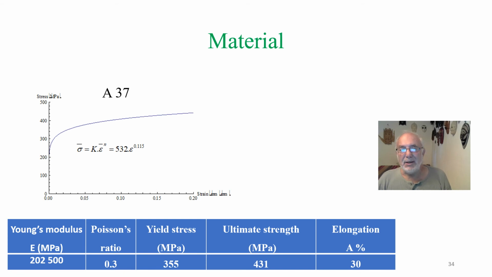The pipe material is A37 steel. It is a mild steel with the following mechanical properties. The Young's modulus is 200,000 MPa. The Poisson's ratio is 0.3. The yield stress is 355 MPa, ultimate strength 441, and the elongation is 30%.